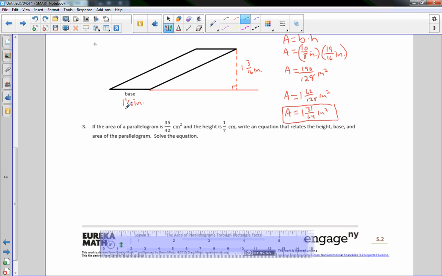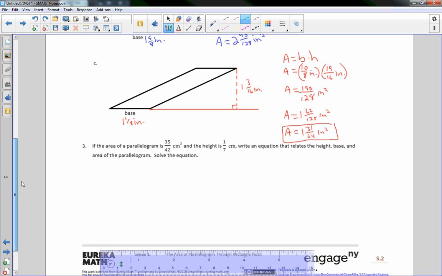Okay, so number 3 says, if the area of a parallelogram is 35 over 42 centimeters squared, and the height is 1/7 centimeter, write an equation that relates the height, base, and area of the parallelogram and solve it. So here's where the formulas come in really handy. So we are going to use this formula here. It's the area equals base times height. A lot of students have trouble with these types of problems because we know a total and we know one of the pieces, but we're missing the other piece instead of knowing 2 pieces and finding the total. But it's the same thing.